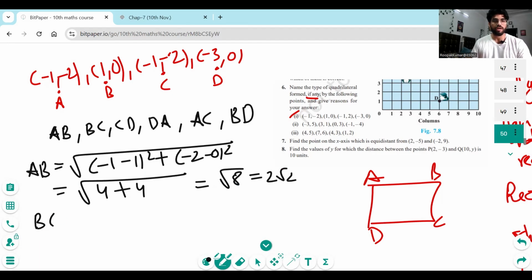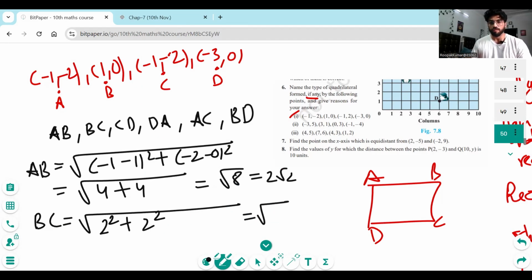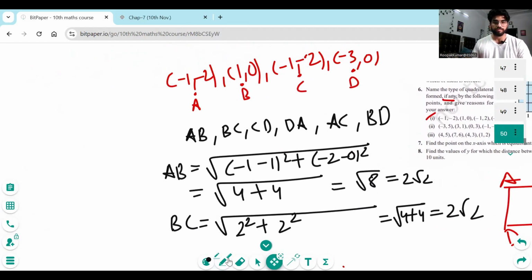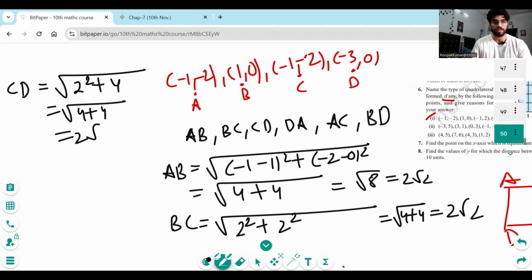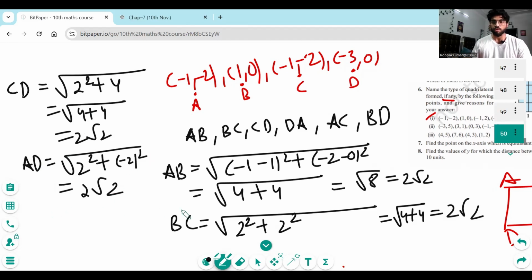Now let's go for BC. We'll get 1 minus minus, which will be plus, so 2 squared, and 0 minus 1, 2 squared again. So this will become 4 plus 4, which is 8. So again, 2√2. Now if we go for CD, we will see minus minus will come plus, so it will be 2 squared only, and -2 minus 0 is again 2 squared. So 4 plus 4, which is again 2√2. Now AD: minus minus will come plus, so 2 squared, and again -2 squared. So this will be again 2√2. So all the four sides are 2√2.